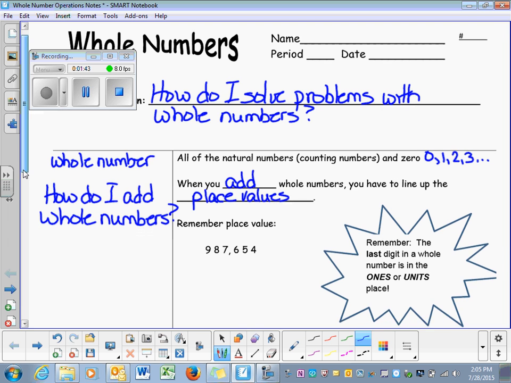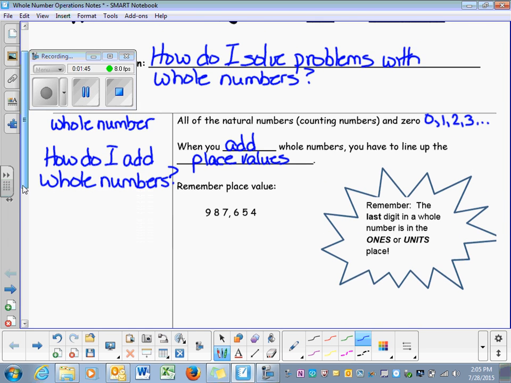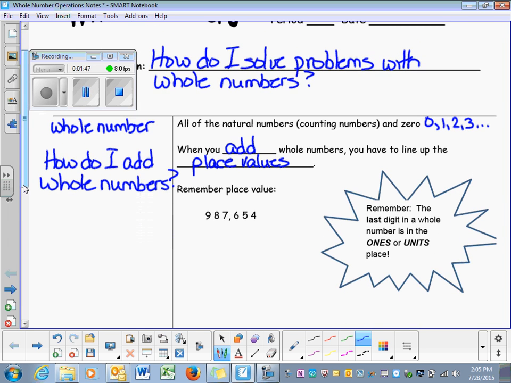So let's look at this number. When I read this number, I read 987,654. There's no decimal point here. The decimal point is technically right after this 4. That means the 4 is in what we call the ones place. Sometimes you see it called the units place value.